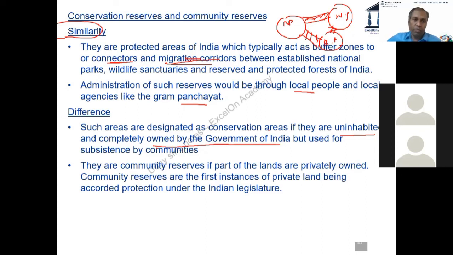Who owns it? Conservation reserve is owned by the government of India, but it allows administration by Gram Panchayat. Okay, but community reserves are privately owned lands. So these are all the differences between a conservation reserve and a community reserve. In that picture, you'll be able to have a rough overview of the similarity and the differences between conservation and community reserves.